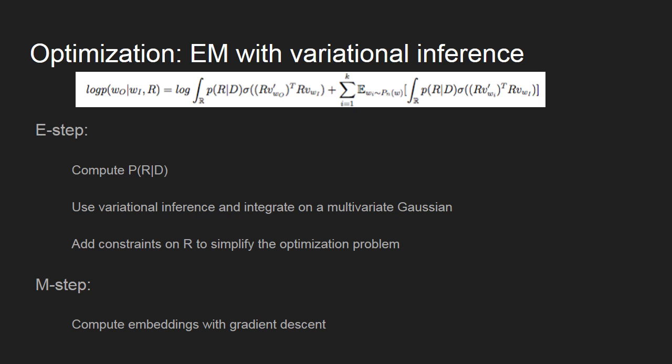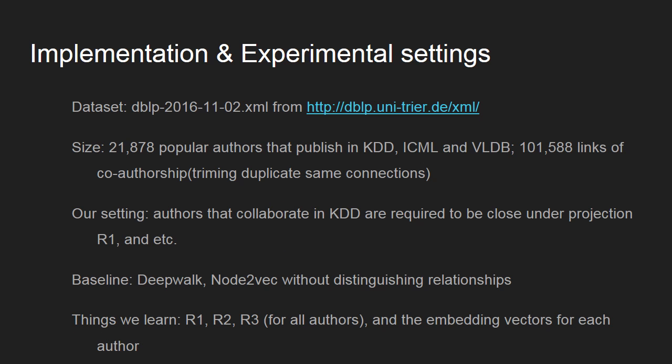For M step, we compute embeddings with gradient descent algorithm, which would make the likelihood maximum after several steps. For the evaluation, we here use the dataset of DBLP data, which has all the DBLP paper information before 2016, November the 2nd.